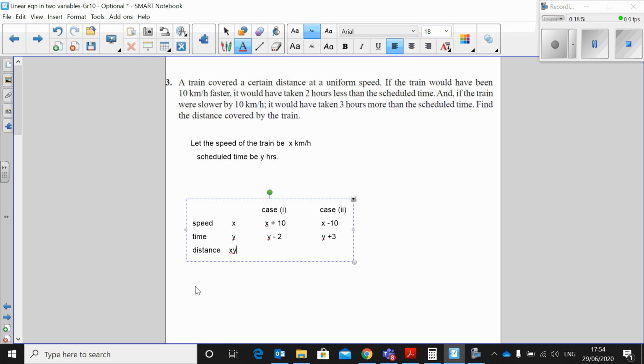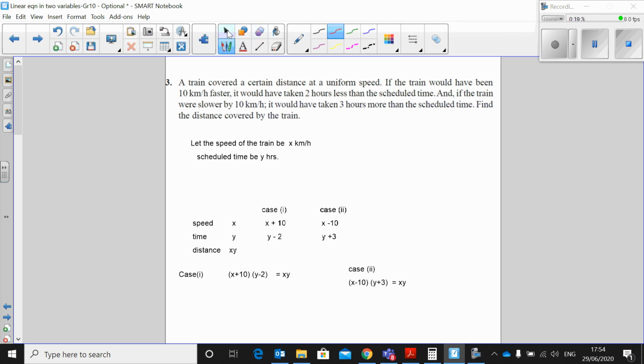Let us take case 1. What is happening? x plus 10 is multiplied by y minus 2, because speed into time is the same distance xy. Similarly, if you go to case 2, that is also the same: x minus 10 into y plus 3, which is also equal to the same distance xy, because the distance covered is the same. Correct?